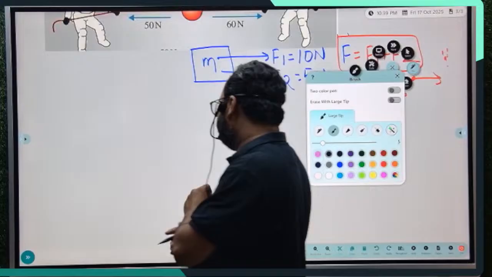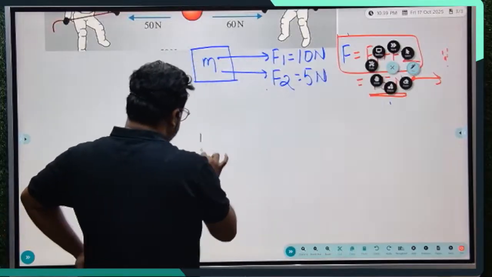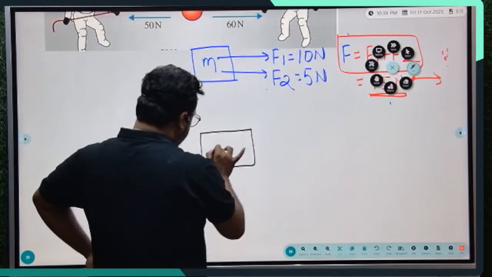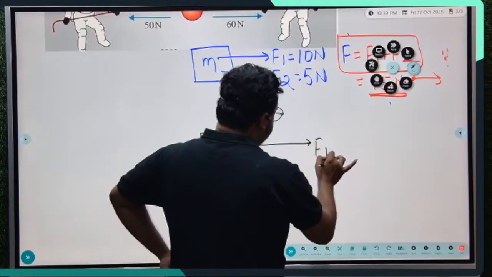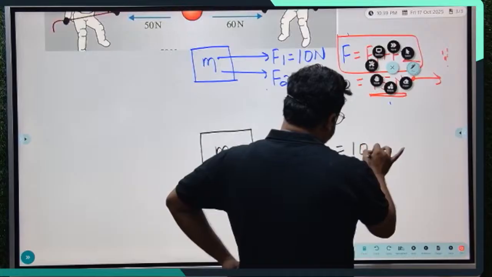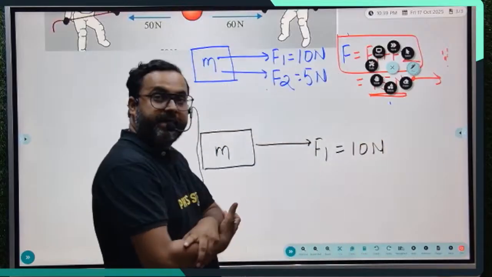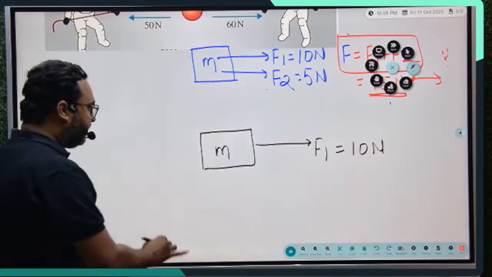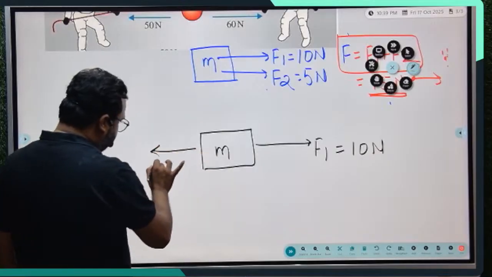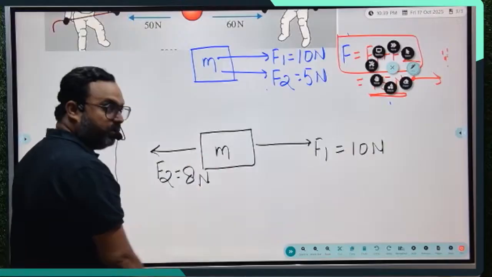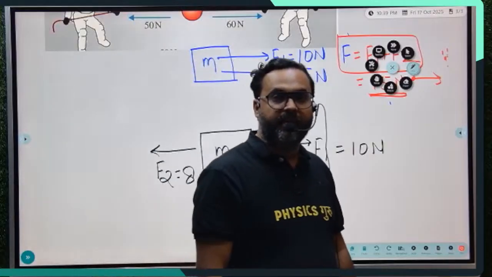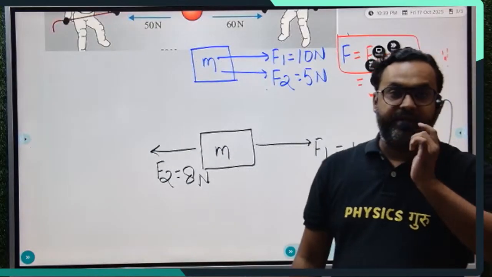If you take example number 2, suppose we have an object whose mass is m and say force F1 is acting, say 10 Newton towards the right hand side. F2 is acting 8 Newton towards left hand side.